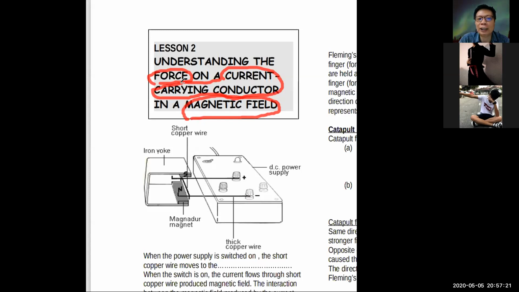Actually, the relationship between them is very simple. You just listen to what I say now. When current flows in a wire inside a magnetic field, a force will be produced. I say that again, you listen now. When current flows through a conductor inside a magnetic field, then a force will be produced. Do you get it or not?